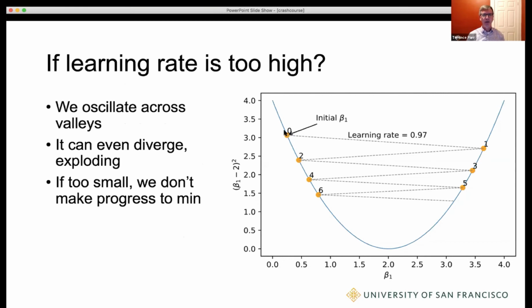The problem is that I took a really big step in this direction because I know this is downhill. I went so far, I went to the other side of the canyon. I'm going bang, bang, bang. I'm bouncing back and forth. My learning rate is too high. And I might just oscillate and never converge.